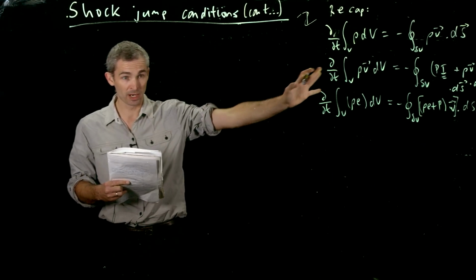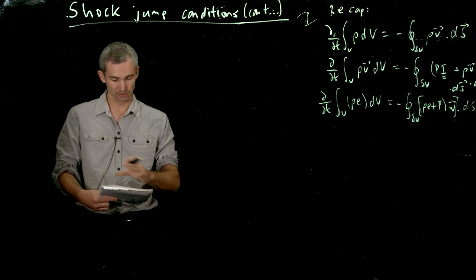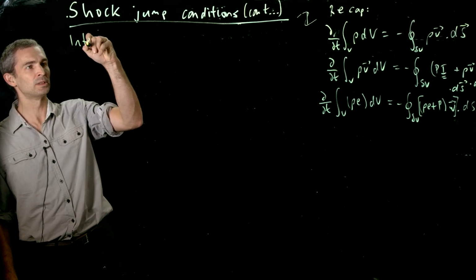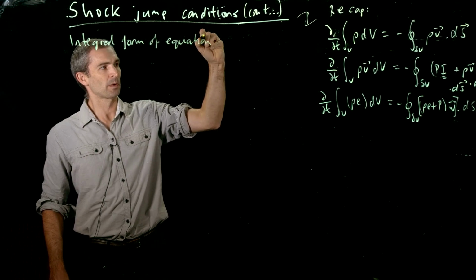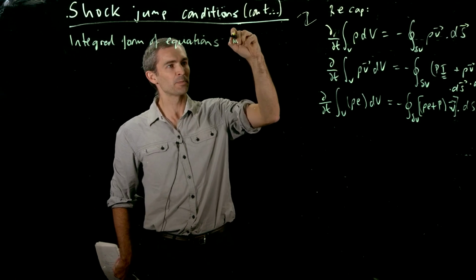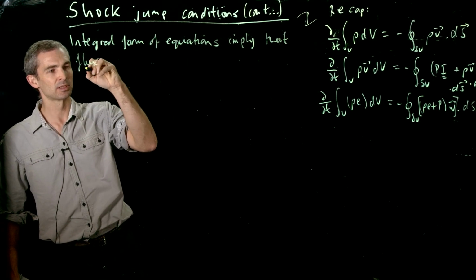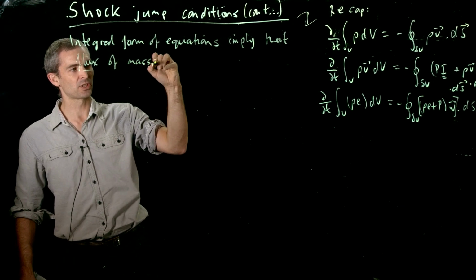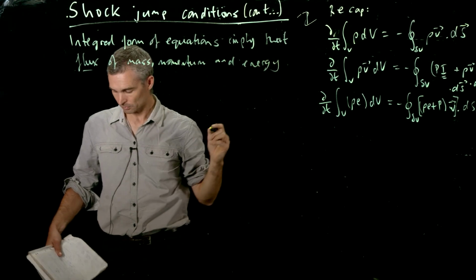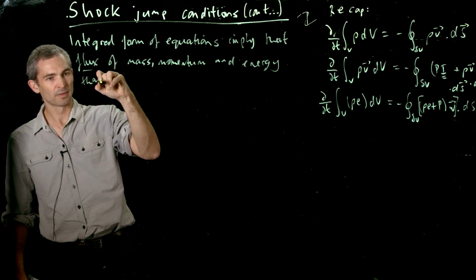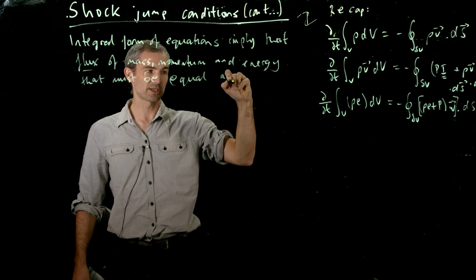Okay, so we've got our equations in our integral form. So that enables us to deal with discontinuous solutions. The integral form of the equations implies that it's basically the flux of mass, momentum, and energy that must be equal across a jump.